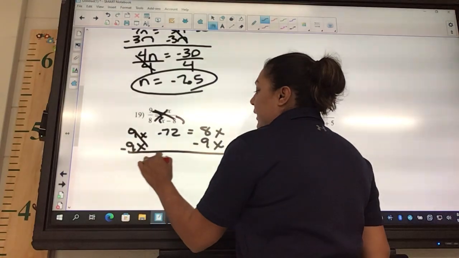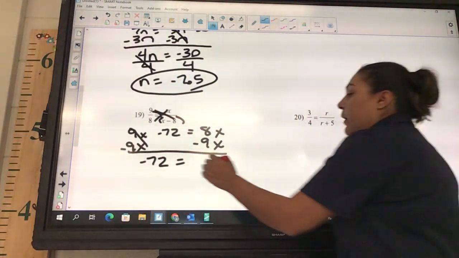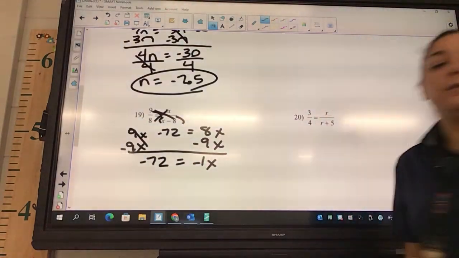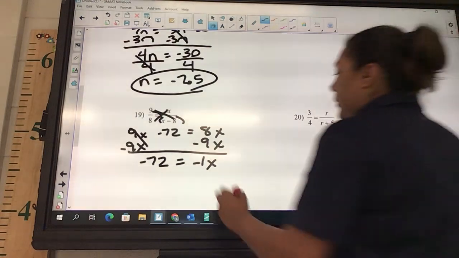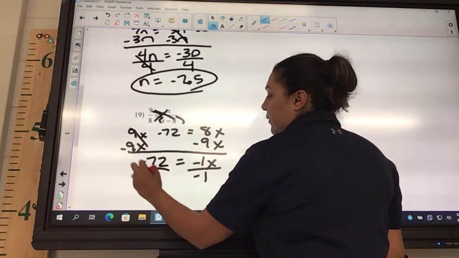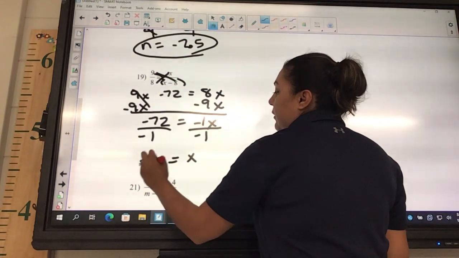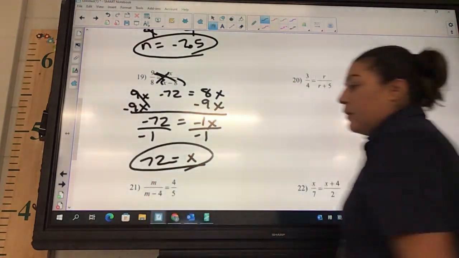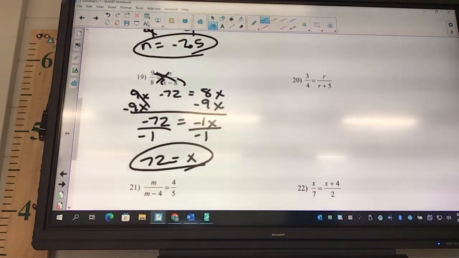But in this case, yes, I would move the 9x over. Okay, so over here I got negative 72 equals what? Negative 1x. Negative 1x. And then our last step is going to be to divide by negative 1. So you're going to get x equals 72. Negative 72. Should be positive.